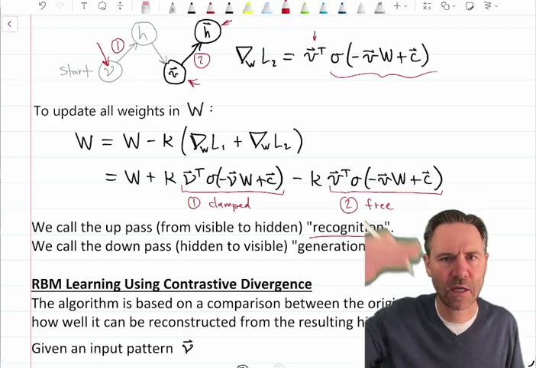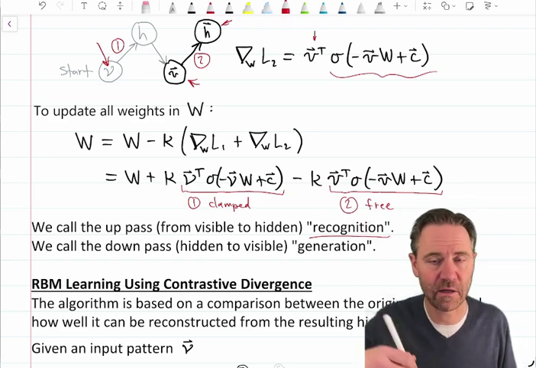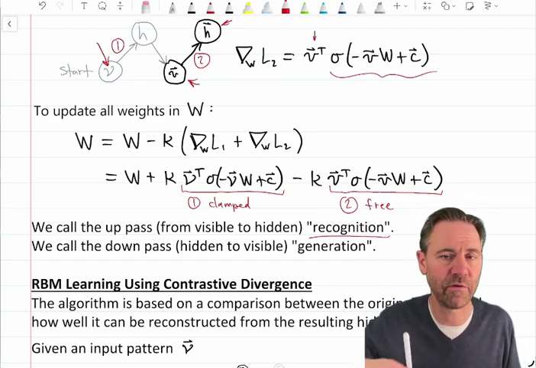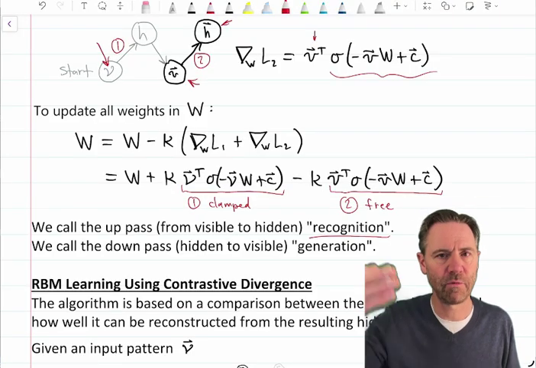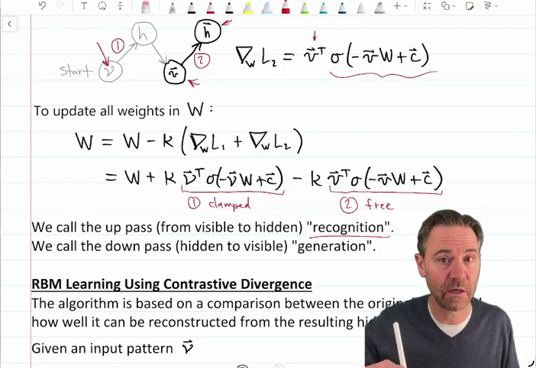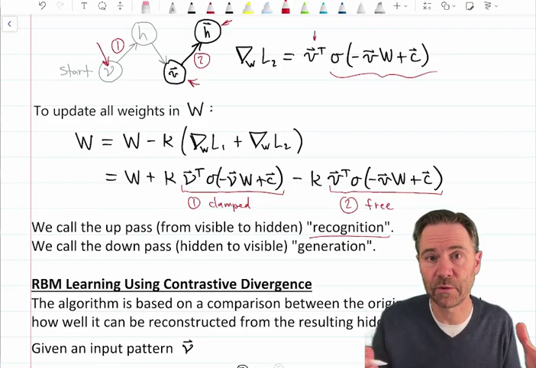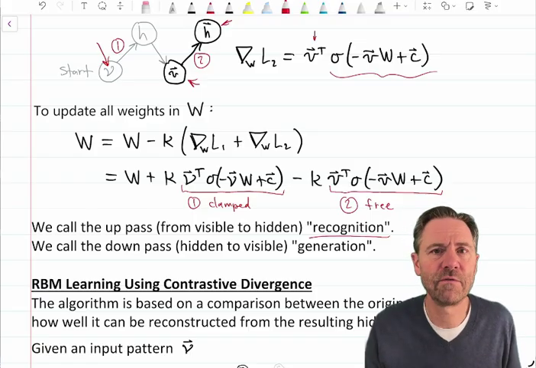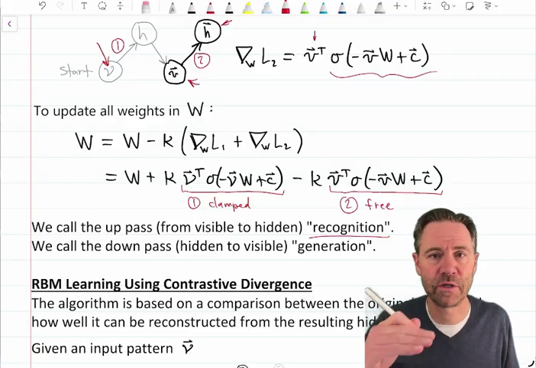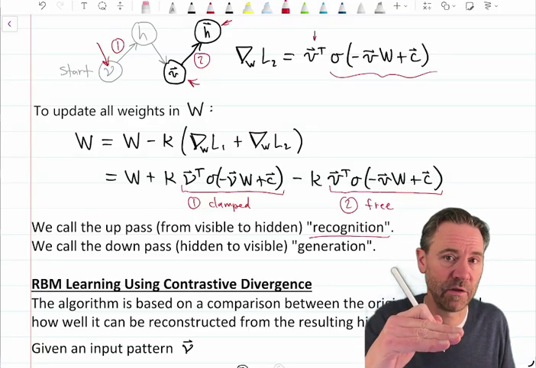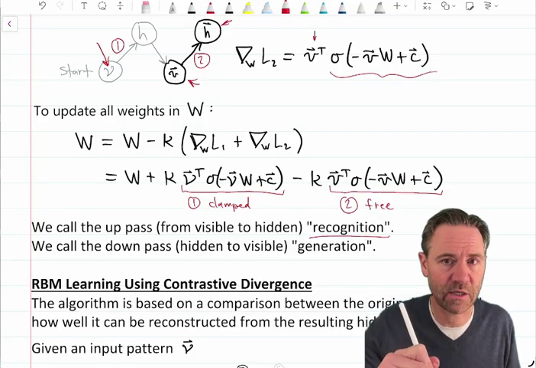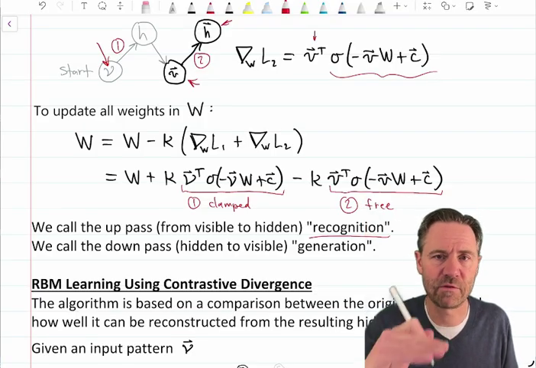Then we project that hidden state back down. Ideally, that projecting down is called a generative or generation phase. We're taking the hidden state and regenerating an opinion of what the visibles should be. Ideally, those visibles should match what we started with. So you start with some visible, project up to hidden, project back down. Ideally, we'd get those visibles back again.